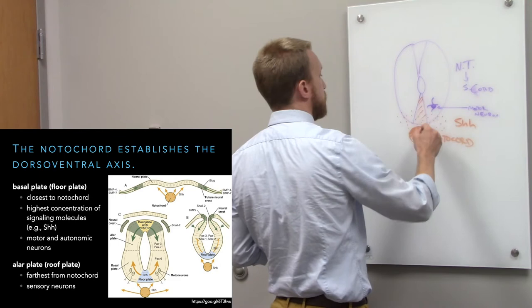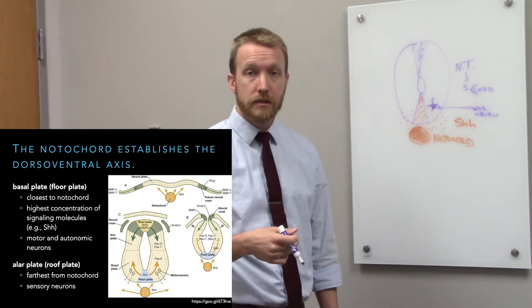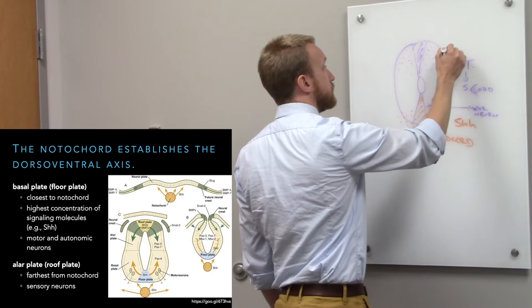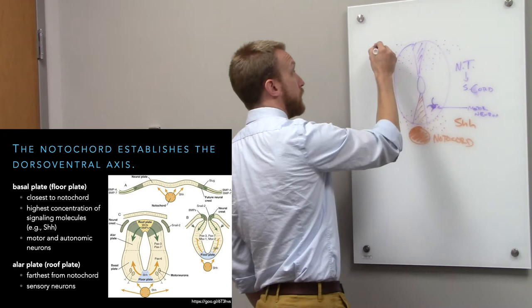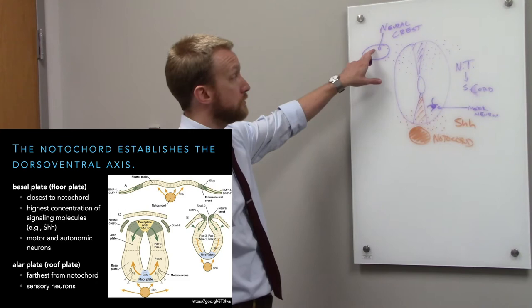Now, if you're in the dorsal portion, you're going to get a different set of organizers here. Bone morphogenic proteins, or BMP. Wnt signaling is also important. We're going to spit out diffusible proteins. And let's not forget, of course, our neural crest cells over here. These are, of course, at least those in the dorsal part here, going to have a sensory phenotype.